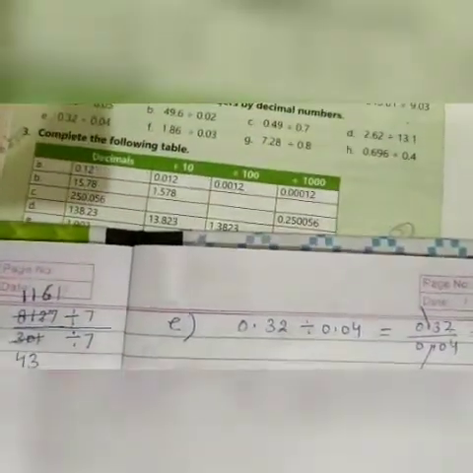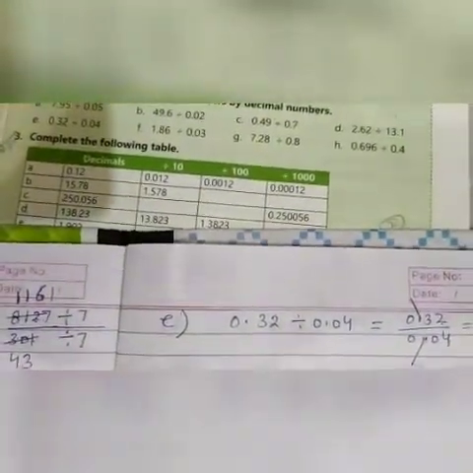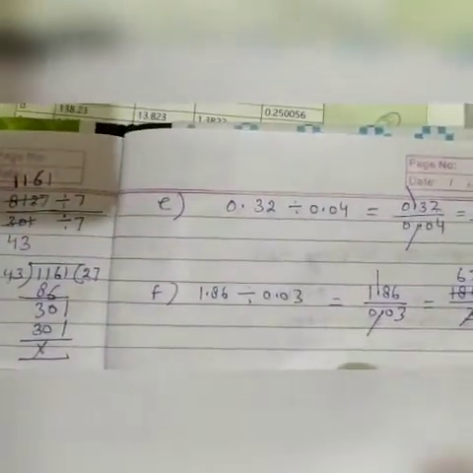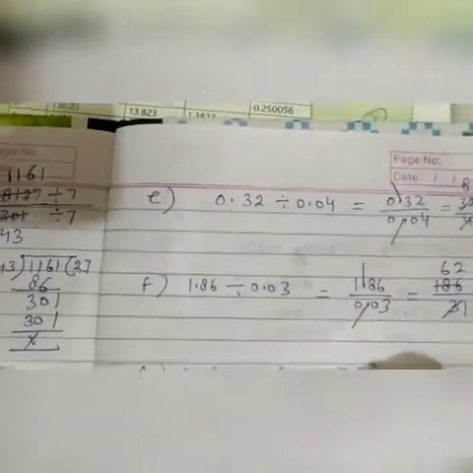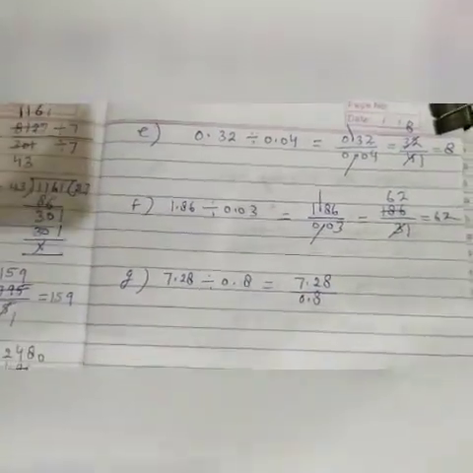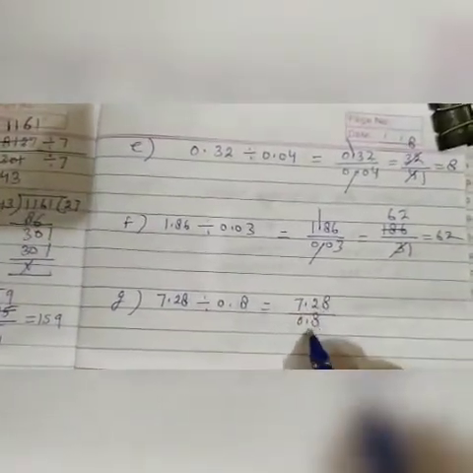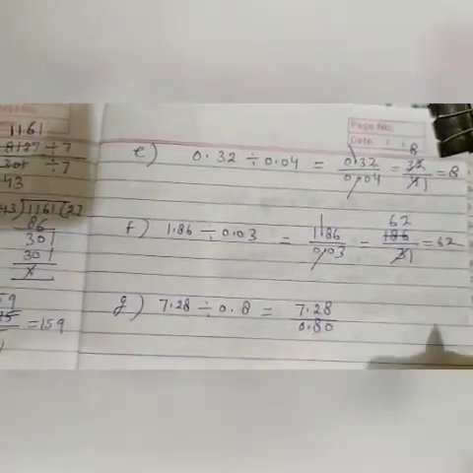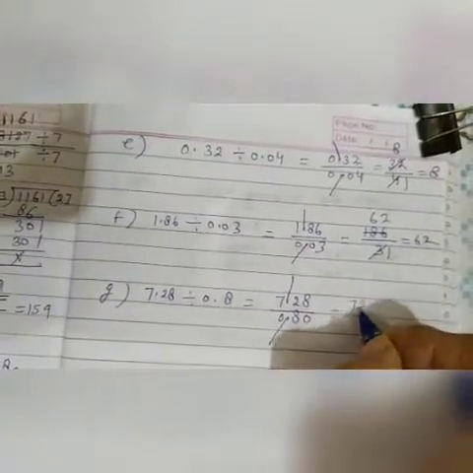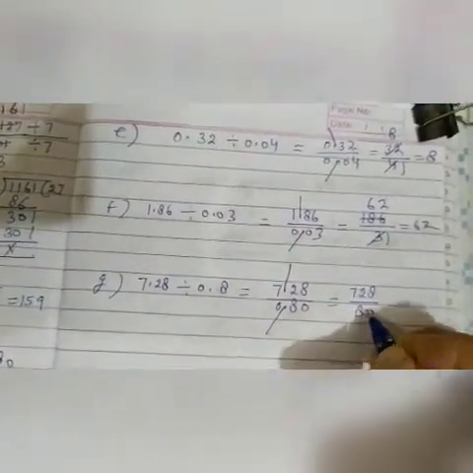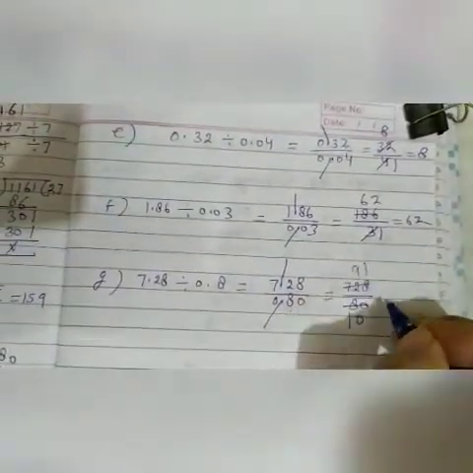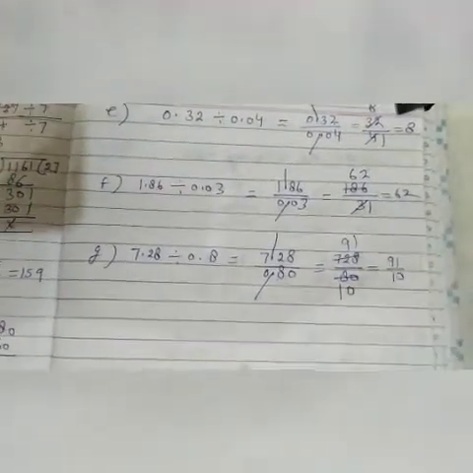Next part, G. G is 7.28 divided by 0.8. Again we will write in fractional form, 7.28 upon 0.8. See students, after the decimal 2 digits, after the decimal 1 digit, we will multiply by 10. Now both have 2 digits after the decimal, so it cancels. 728 upon 80. Now we will simplify it by 8. 8 1 ja 8, 0. 8 9 ja 72, 8 1 ja 8. It is 91 upon 10.